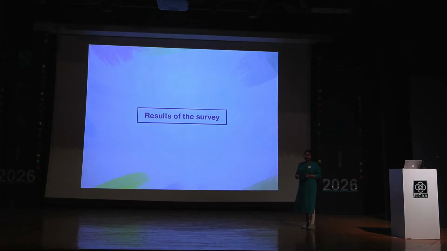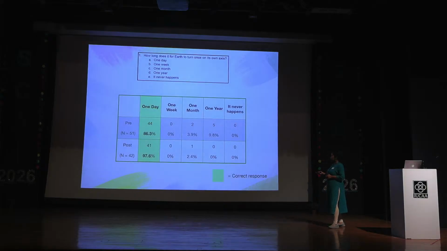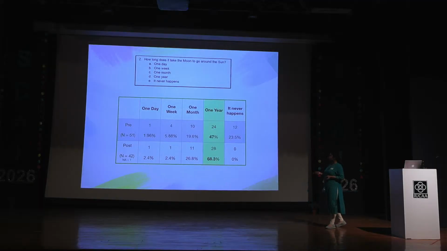So, the results of our survey. I will show you a few of the questions that we gave them. How long does it take for Earth to turn once on its own axis? One day. The green is the correct answer, and this is for the pre-survey and the post-survey, showing the percentage of people who chose this option. So 86% people knew it before, 98% knew it after, both good, some lagging ends here.